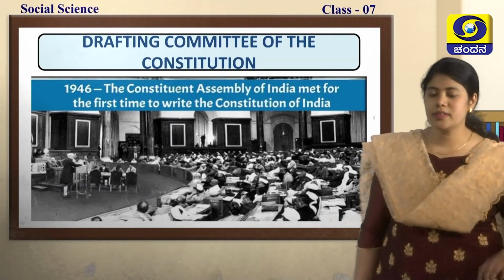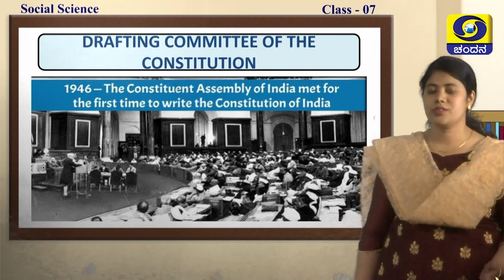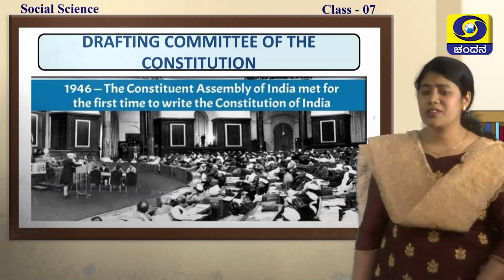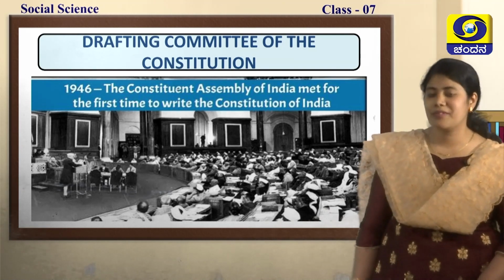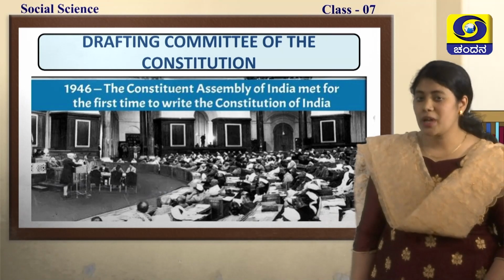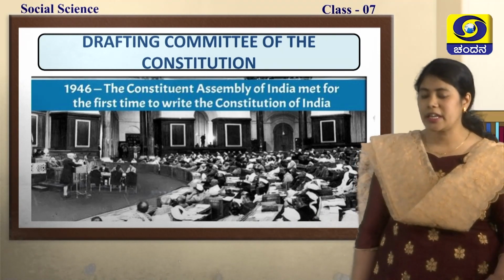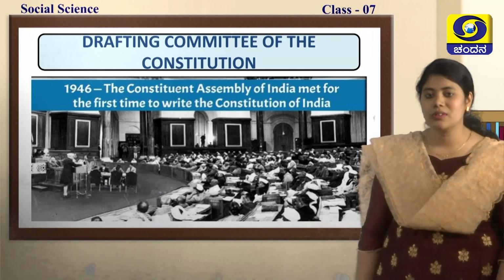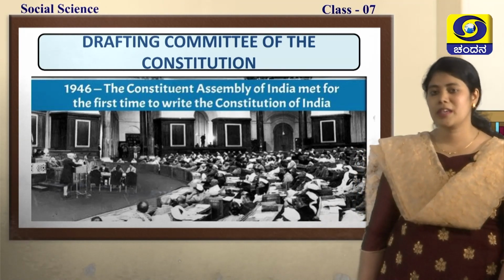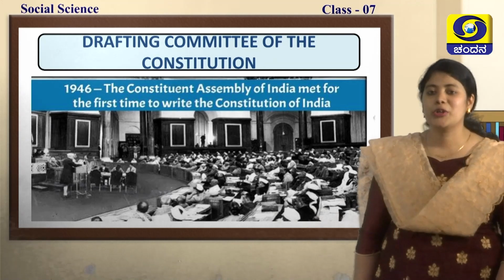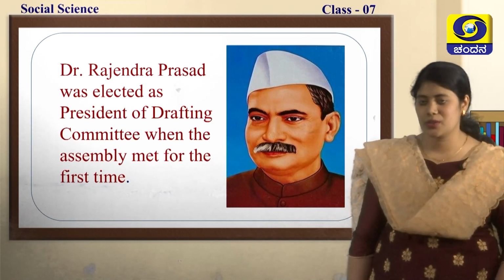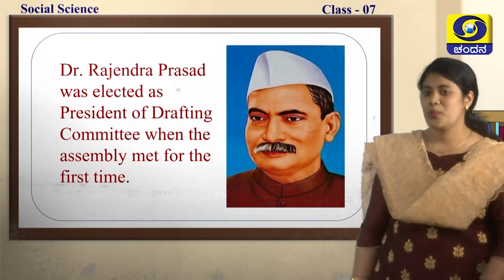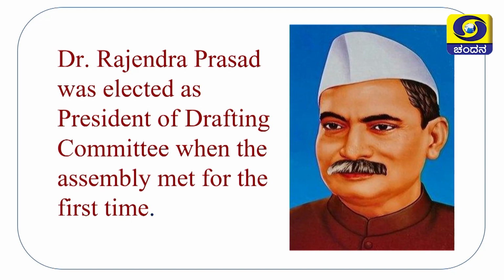Finally, see, to hasten the process of making the constitution, the Constituent Assembly was divided into various committees. One among such committees was a drafting committee. This committee was formed under the chairmanship of the architect of our constitution. Guess who? Can you guess? Yes, it is Dr. B.R. Ambedkar. See, I told you about Dr. Rajendra Prasad, right? He was the first president of the Constituent Assembly. The first meeting was held under his presidency.